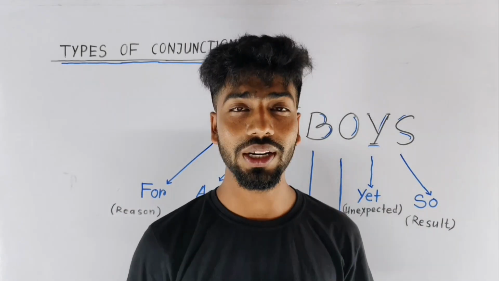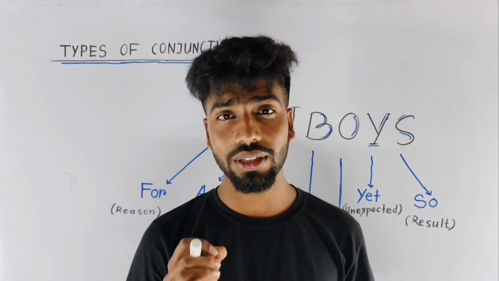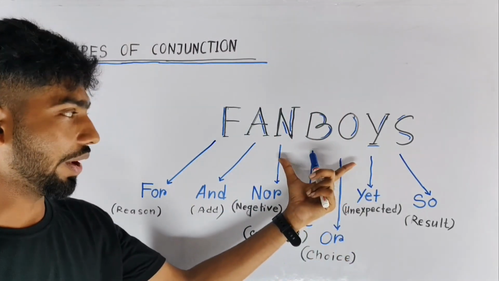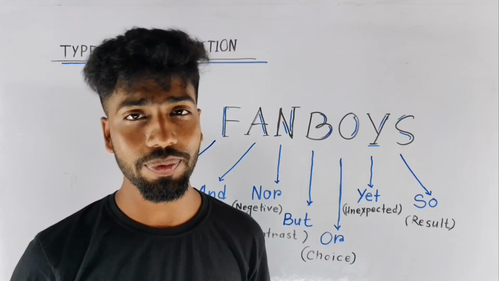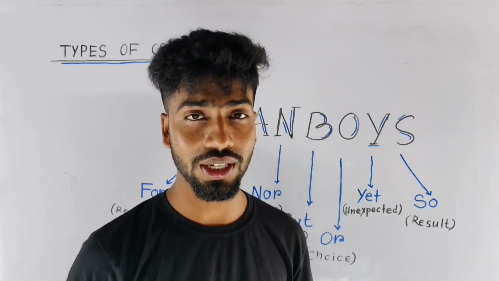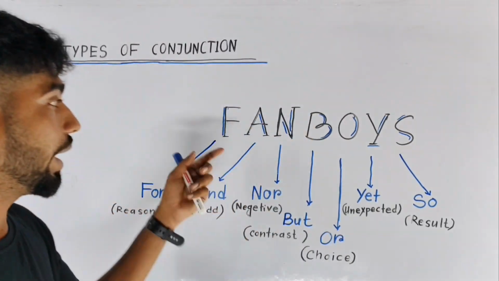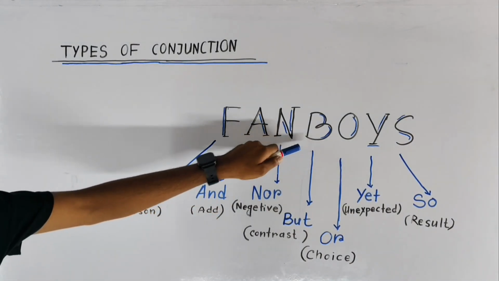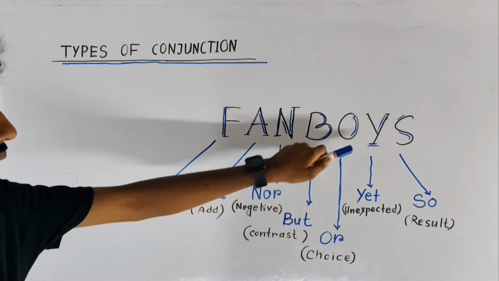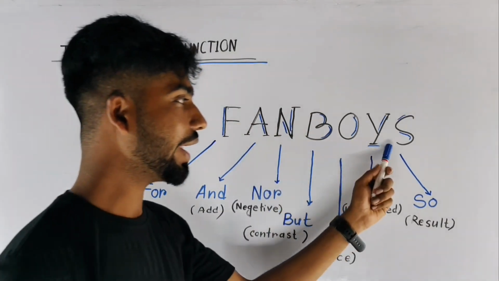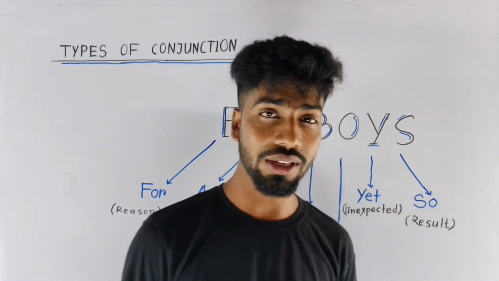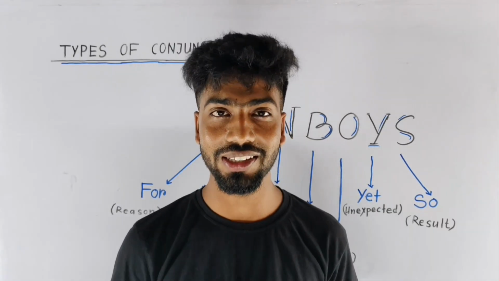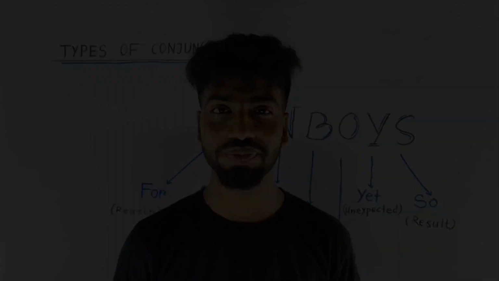Now that you understand what a conjunction is, let's look at the most common conjunctions used in English. These are called FANBOYS. These 7 letters help you remember the most common conjunctions in English. F is for, A is and, N is nor, B is but, O is or, Y is yet, and the last one, S is so. If you learn this, you can make better and more natural sentences in English. Let's learn one by one.